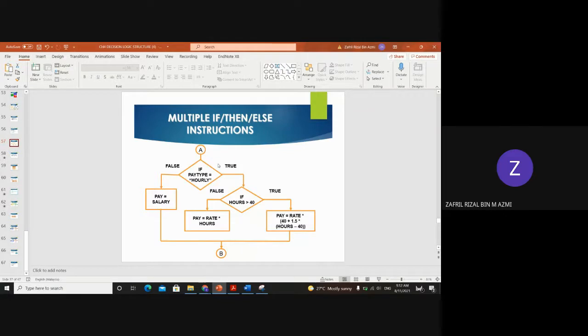So this is the flowchart. You see this is if, and if this is true, we have another set of decisions. This is not the same set, so make sure you know. This is for pay type, and this is for hours. The same means this is hours, this is hours, the same set. So this is a different set: hours is inside of the pay type decision. All right, so that's it for the explanation.